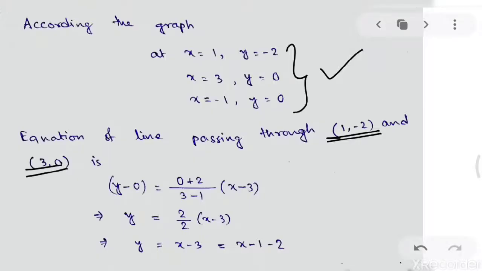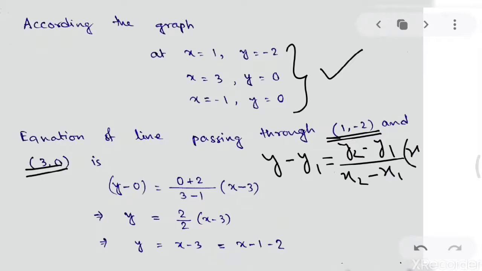So the equation of a line passing through two points is y minus y1 equals (y2 minus y1) by (x2 minus x1) into (x minus x1). So we follow this formula and get the equation of the line: y is equal to x minus 3, and we can write this as y equals x minus 1 minus 2.